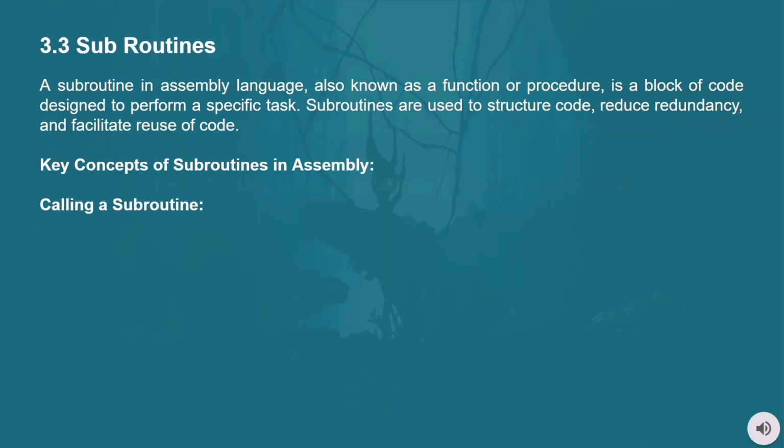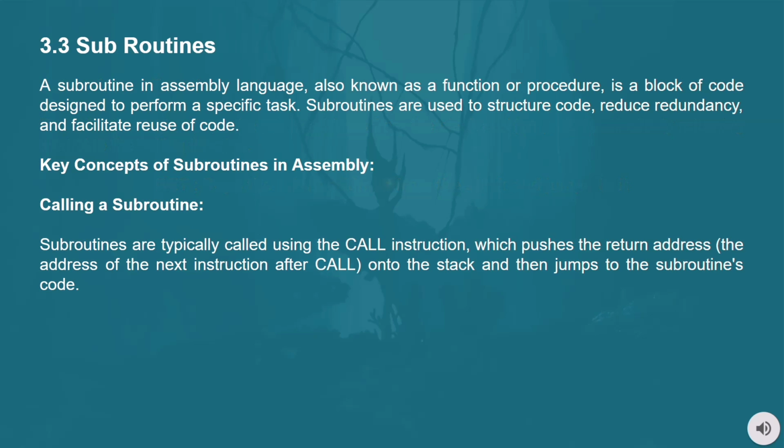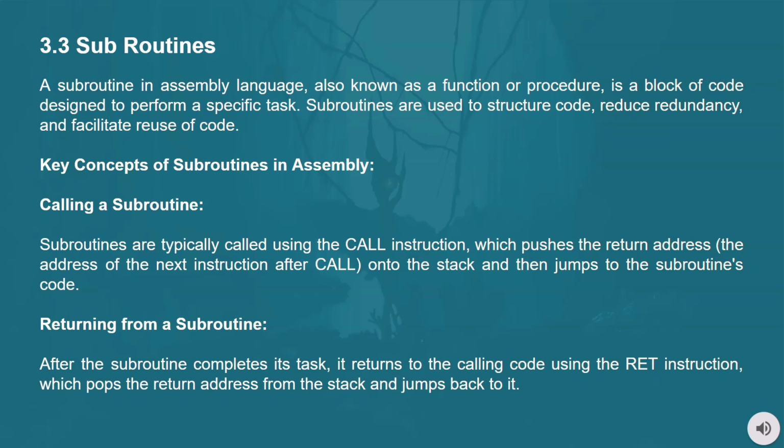Subroutines in assembly language are reusable blocks of code that perform specific tasks, called using the CALL instruction and returned from using the RET instruction, which manage the stack to facilitate code reuse and structure.